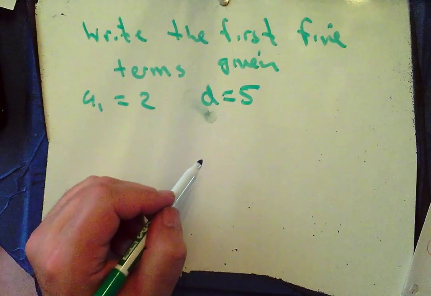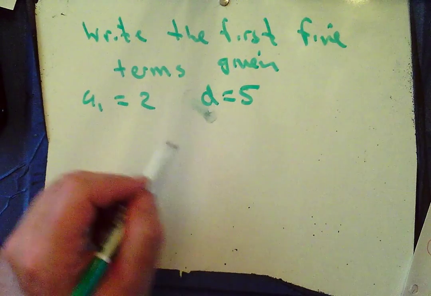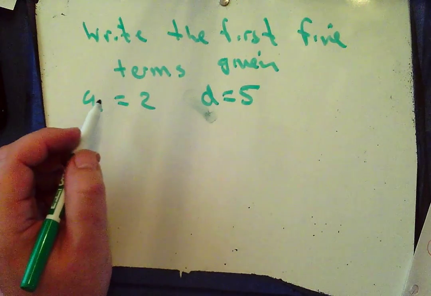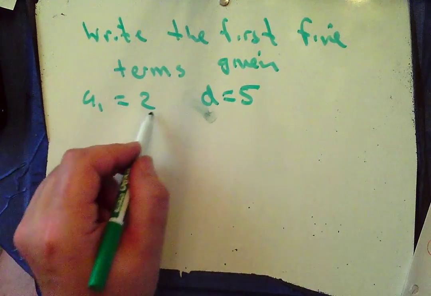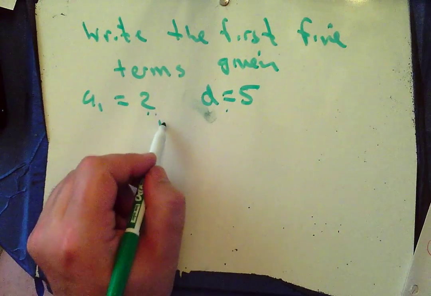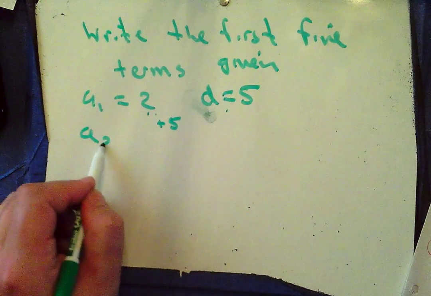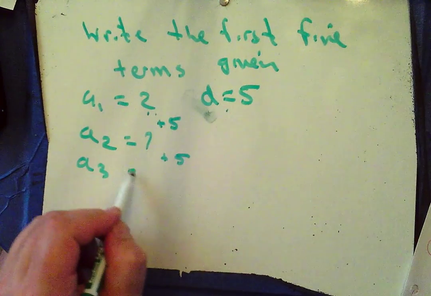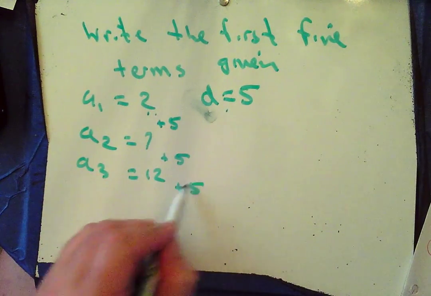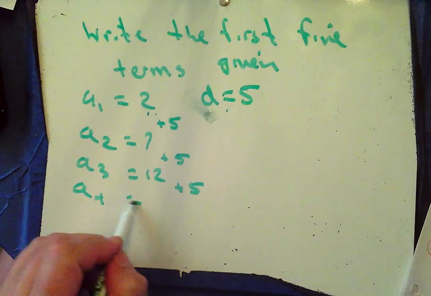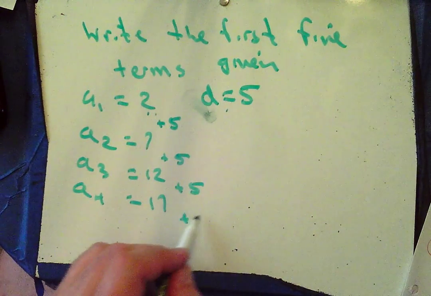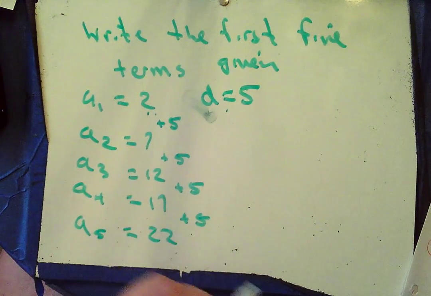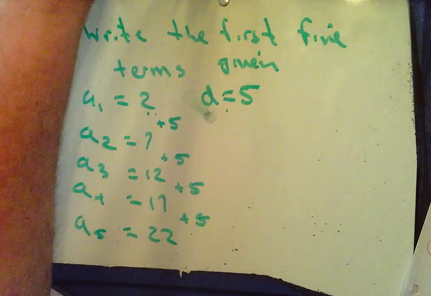And some students say, well, great, I'm just going to start with 1 and then add 5 each time. So a sub 2 is 7, I'm going to add 5. A sub 3 is 12, I'm going to add 5. A sub 4 is 17, and I'll add 5. And a sub 5 is 22. That's one way to approach the problem.